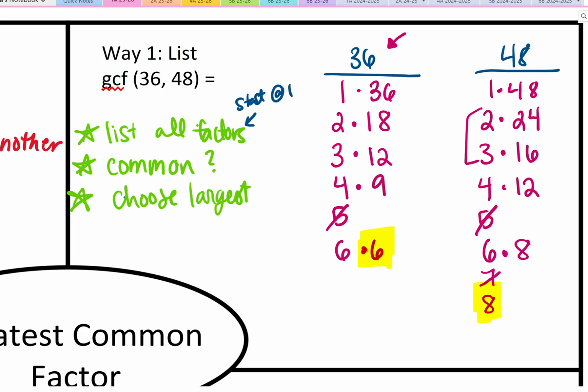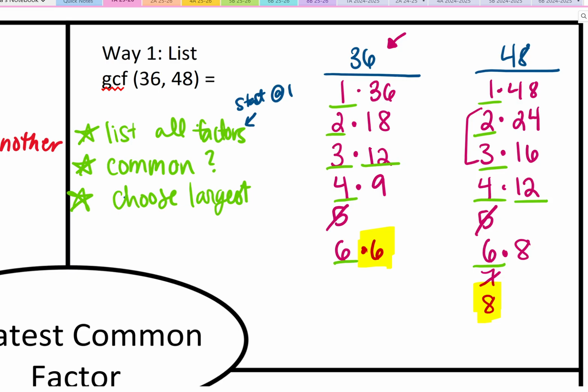Okay, and now, so we have done our first step. We have listed all the factors. Now we're going to look for what they have in common. So they both have a 1, they both have a 2, they both have a 3, they both have a 4, they both have a 6, they both have a 12.